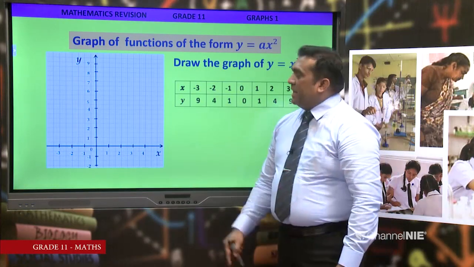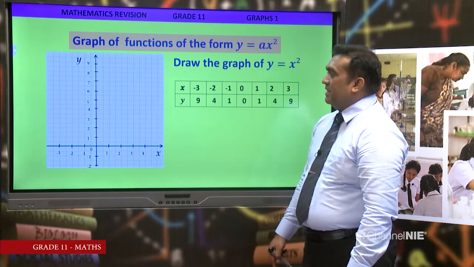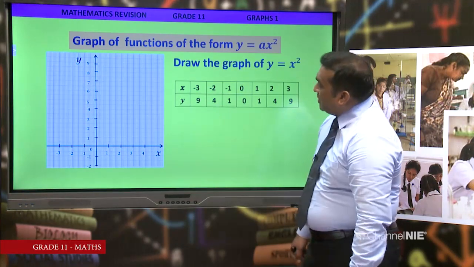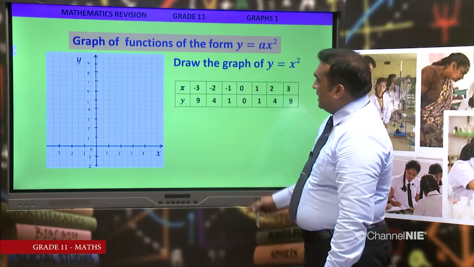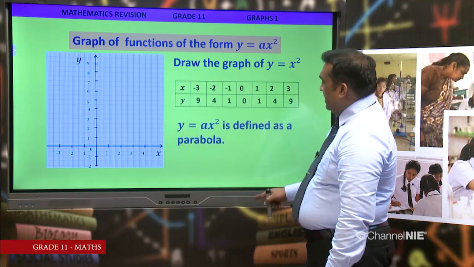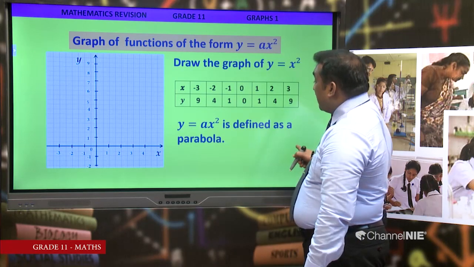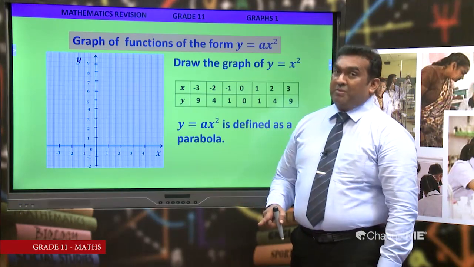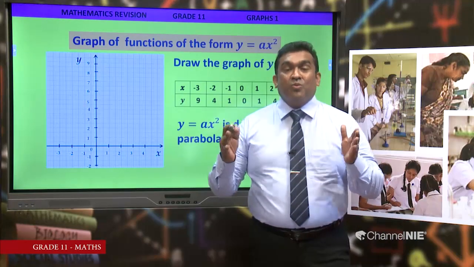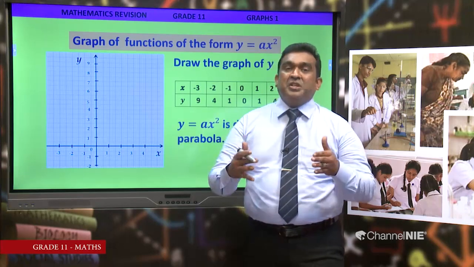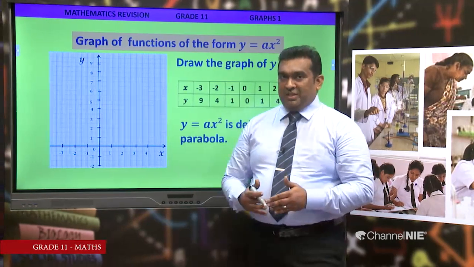Now this is our Cartesian plane. Then you have to include these points on the Cartesian plane like this. Y equals ax squared is defined as a parabola. This is a parabola. Now we are going to draw a parabola, the graph of the function.